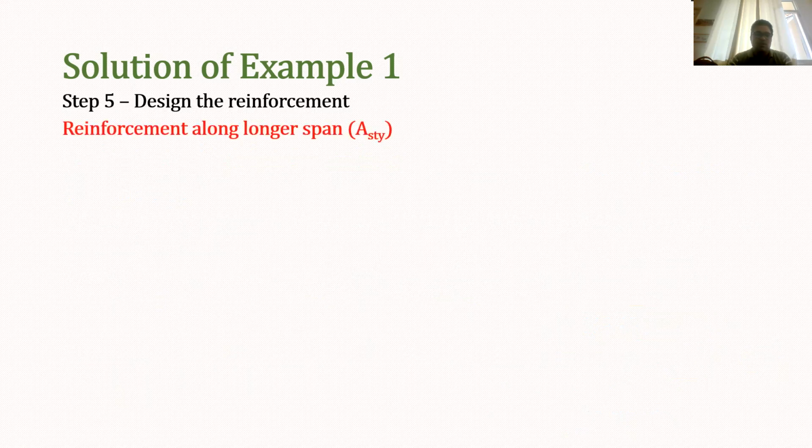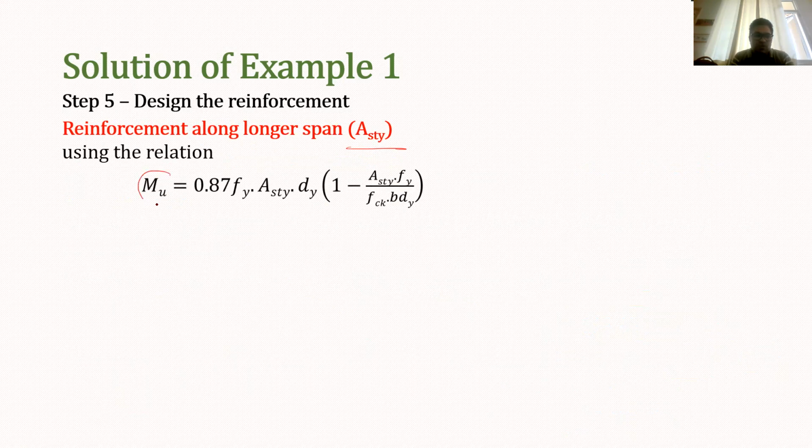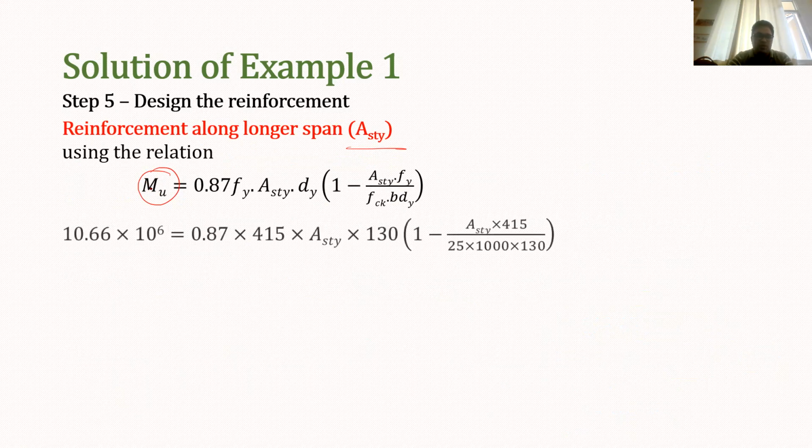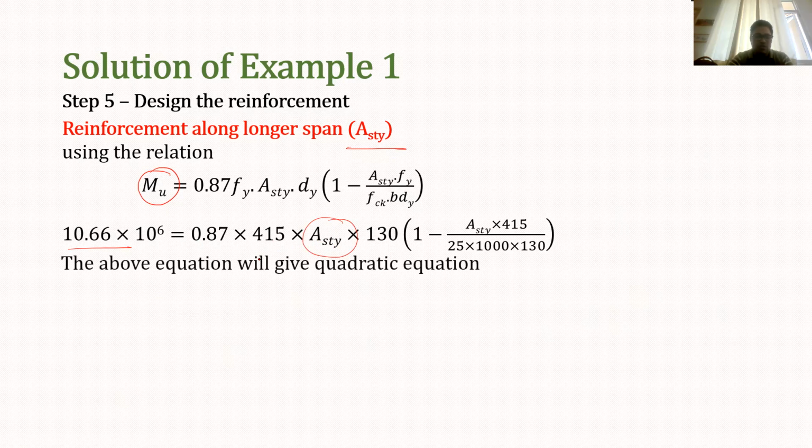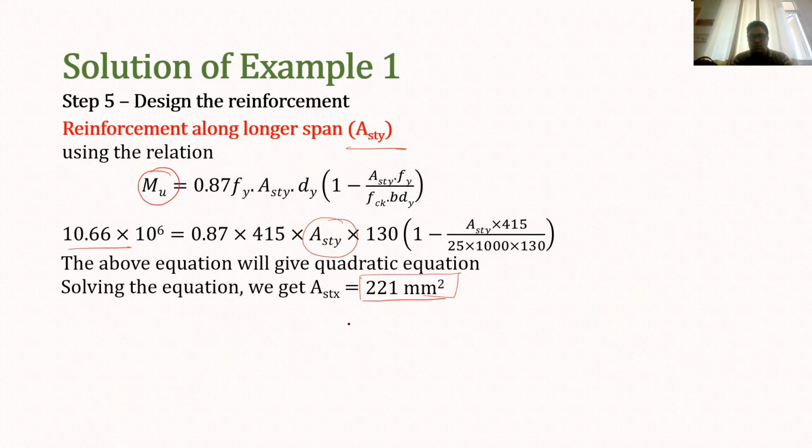Now moving to the next, we will calculate the reinforcement along the longer span. Till now we were talking about the shorter span. Now we will talk about the longer span. Here again we will use the same relation, but this time Mu will be replaced by the bending moment along the longer span, which is My. So putting the value of Mu as My and equating this with the RHS, having Ast as the unknown value, and solving this again, we get the quadratic equation. Solving that quadratic equation, we get the lower positive value as 221 mm square. So this is the reinforcement that is required in the longer span.